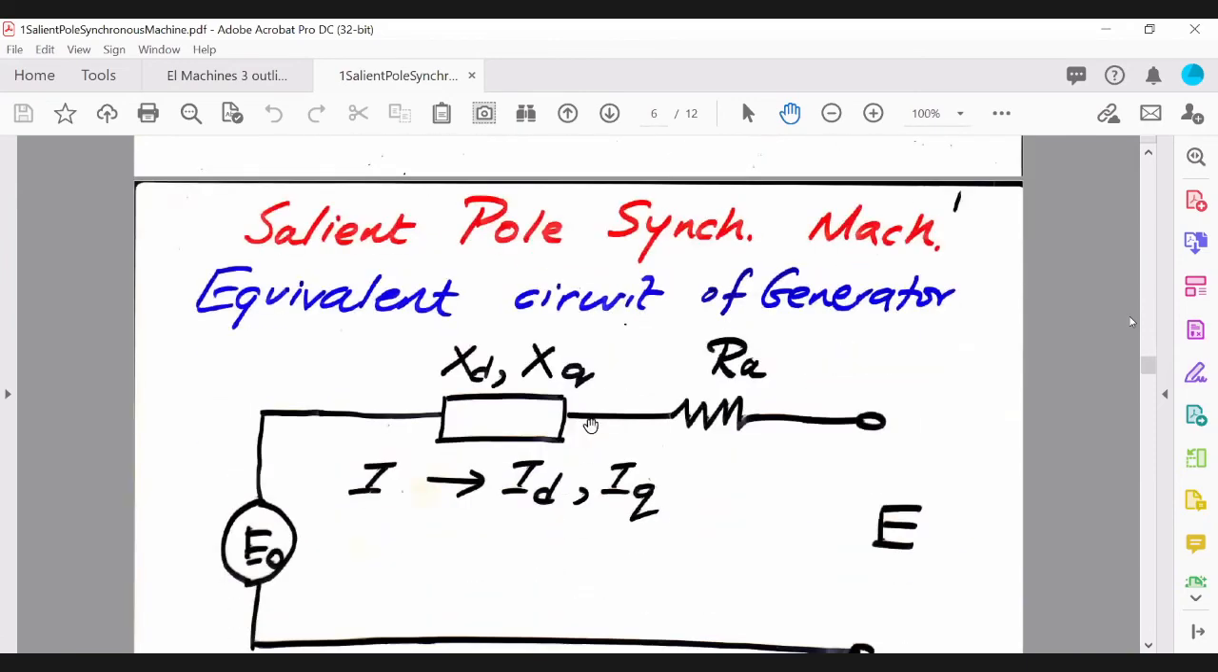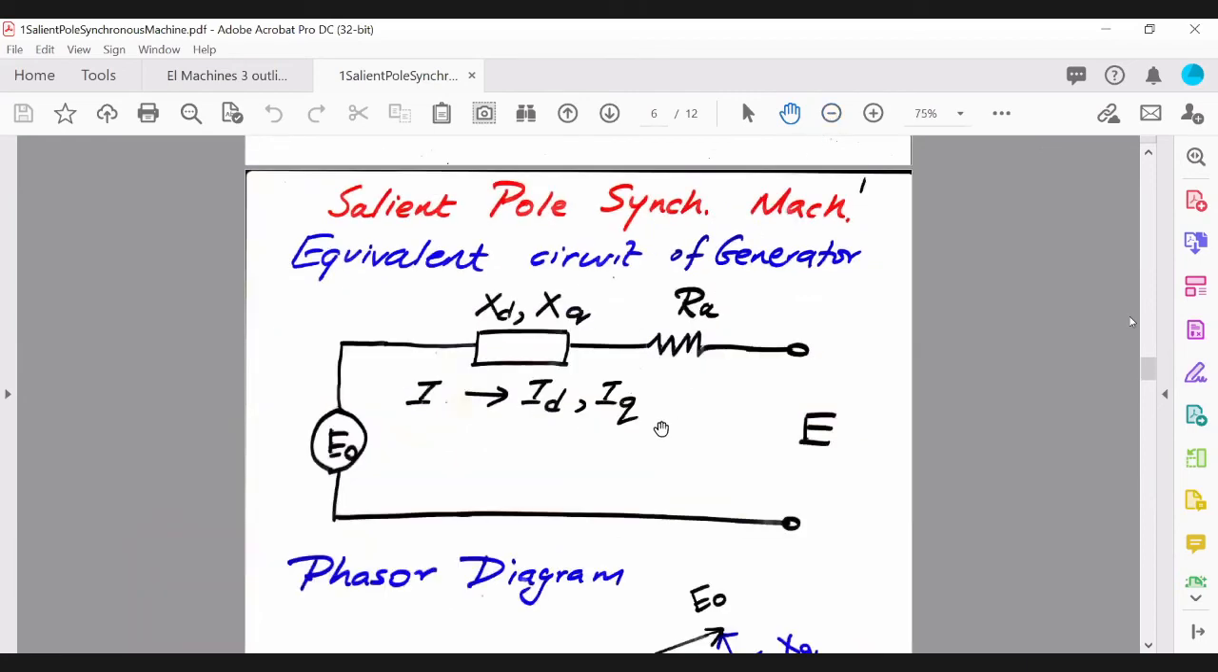Right, so I will just introduce this first equivalent circuit, which is slightly different from what you've studied in Machines 2. So if you remember, in Machines 2, we just had one reactance, right? So we had your induced voltage, one reactance, and your stator resistance, and that's your terminal voltage for the generator.